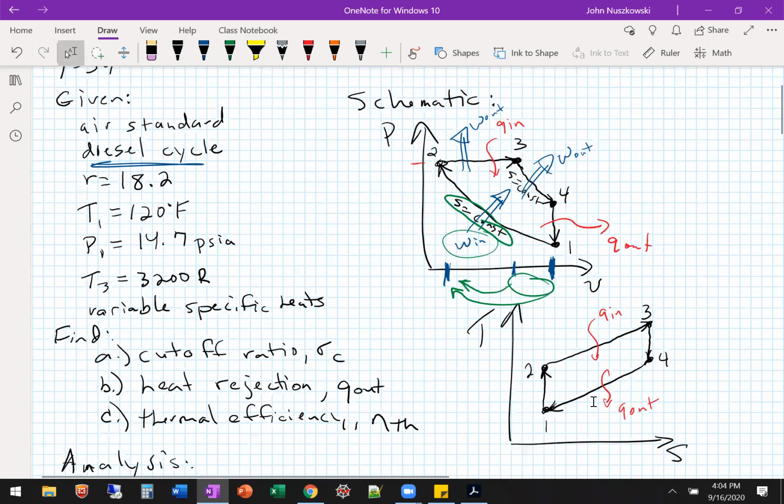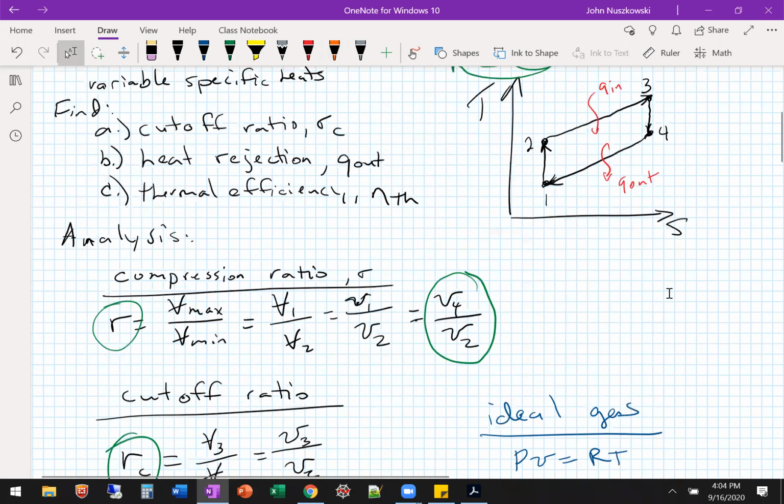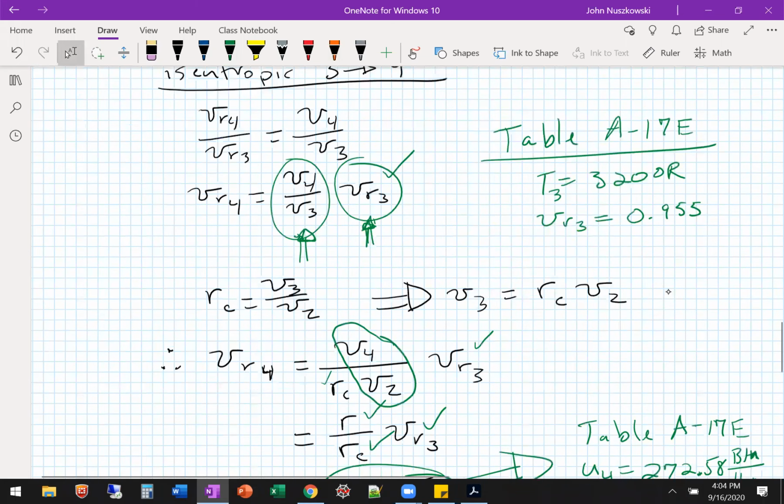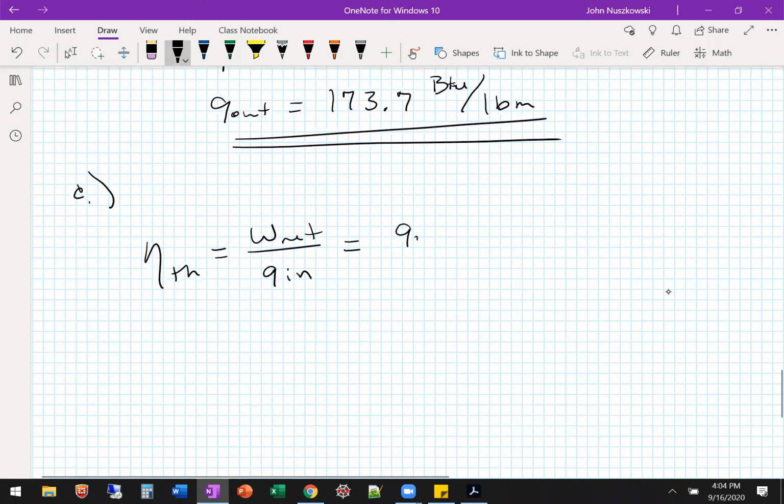Work net is also related, right? If we go and make our boundary around the whole cycle like that, we have work out crossing, work in crossing, we have Q out and Q in crossing, right? Well, work net is all the works together, which is equal to then Q in minus Q out, like we did in chapter 6. Okay. Or if we divide both terms by Q in, we get 1 minus Q out over Q in.